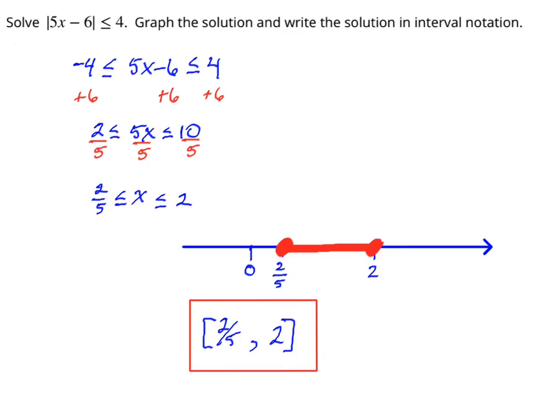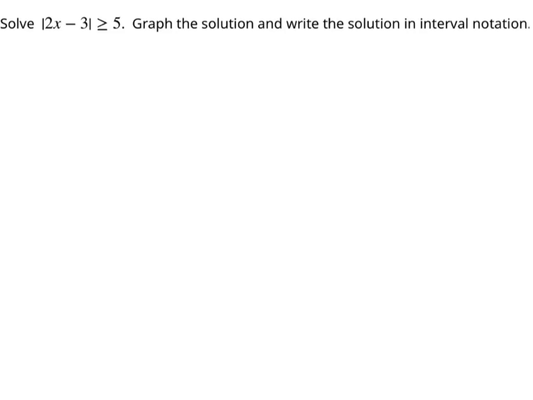We had to squeeze the thing inside the absolute value in between a positive number and a negative number. So now let's do one with a greater than or equal to. So this one says, solve absolute value of 2x minus 3 is greater than or equal to 5. We're going to graph it and write it in interval notation. So now the distance between the thing inside the absolute value and the number 0 has to be greater than or equal to 5 units.